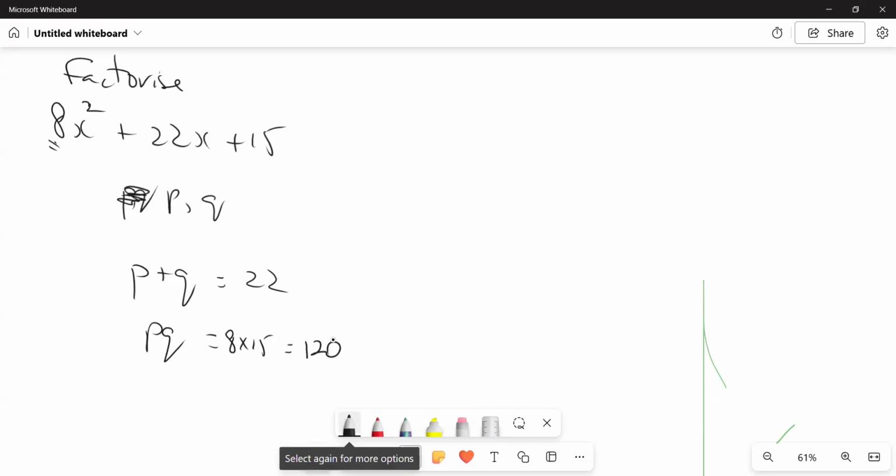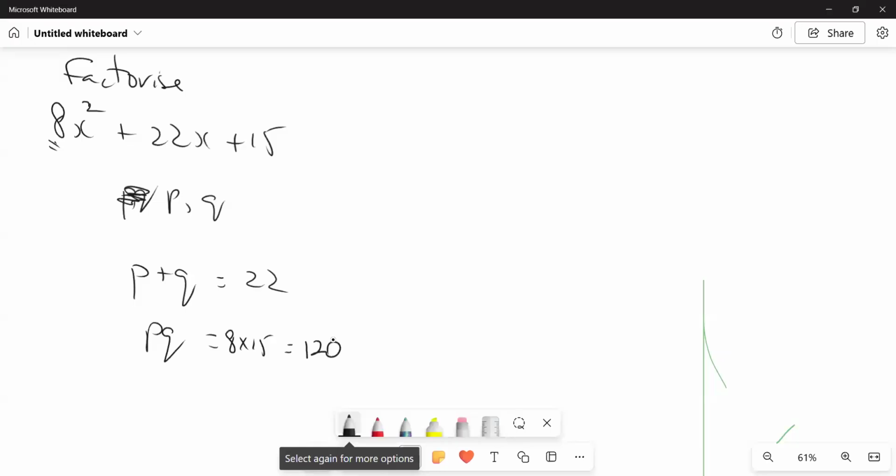Good. So we're looking for two numbers. When we add them, we must get 22, and when we multiply them, we get 120. These are two big numbers. I should have used an example with smaller numbers, but let's challenge ourselves, right? Tell me two numbers: when we add them we must get 22, and when we multiply them we get 120.